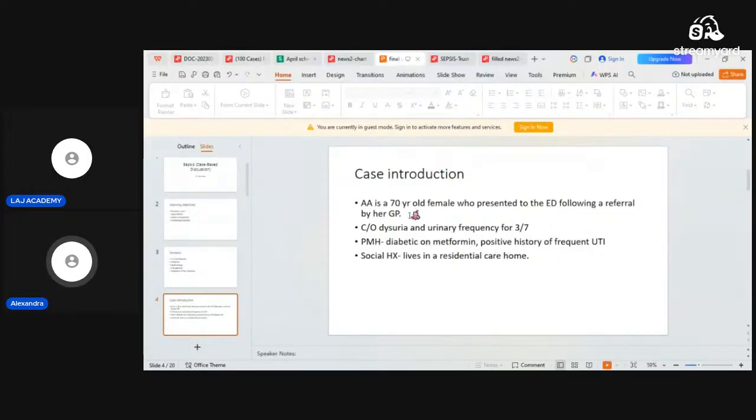All right, so for this case, we have a female, AA. She's 70 years old, and she has presented to the emergency department following a referral by her general practitioner. She has come in with complaints of dysuria and urinary frequency of 3 days duration. Mrs. AA has a past medical history of diabetes, and she is on metformin. She also has a positive history of frequent UTI. She lives in a residential care home.